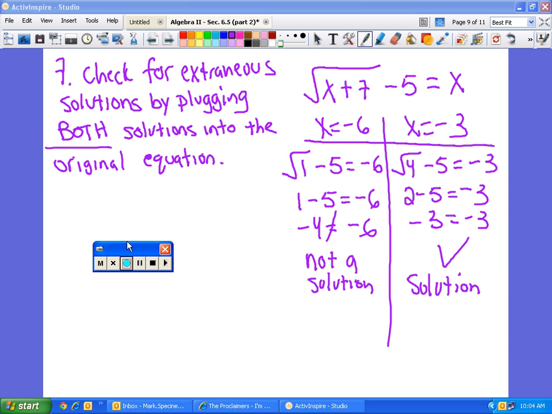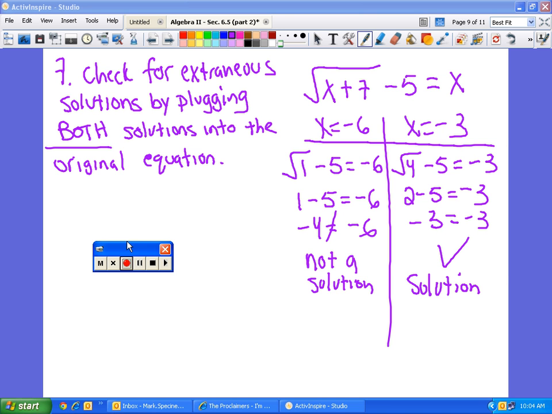The square root of 1 is 1. 1 minus 5 is equal to negative 6. 1 minus 5 is negative 4. Negative 4 does not equal negative 6. Therefore, negative 6 is not an actual solution. Go over to negative 3.